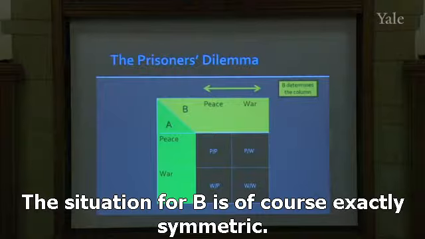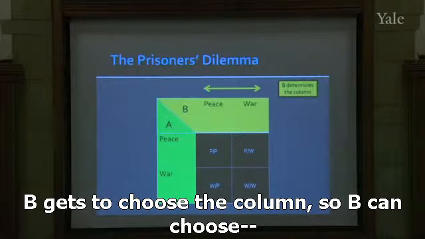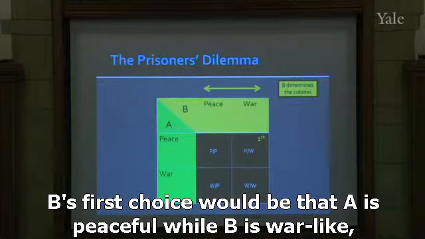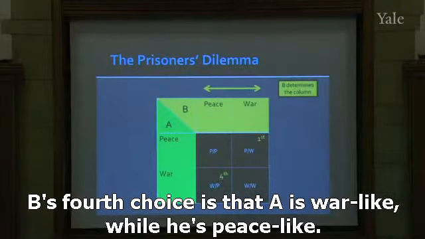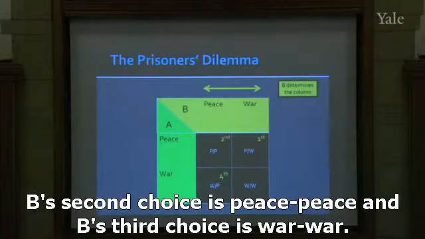The situation for B is, of course, exactly symmetric. B gets to choose the column, so B's first choice would be that A is peaceful while B is warlike. B's fourth choice is that A is warlike while he's peace-like. B's second choice is peace, peace, and B's third choice is war, war.